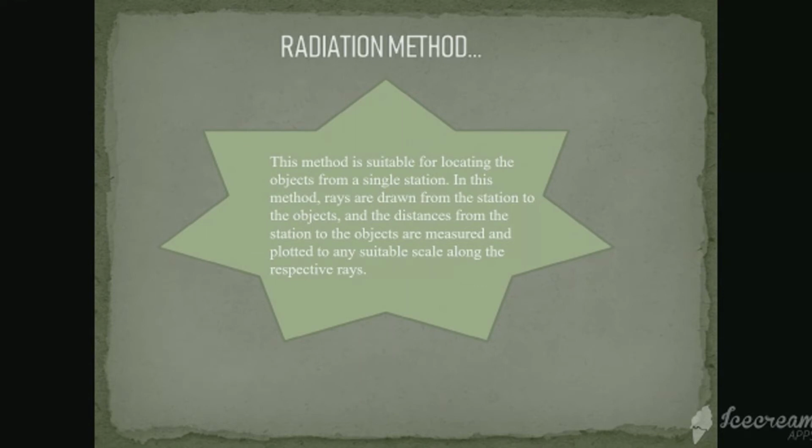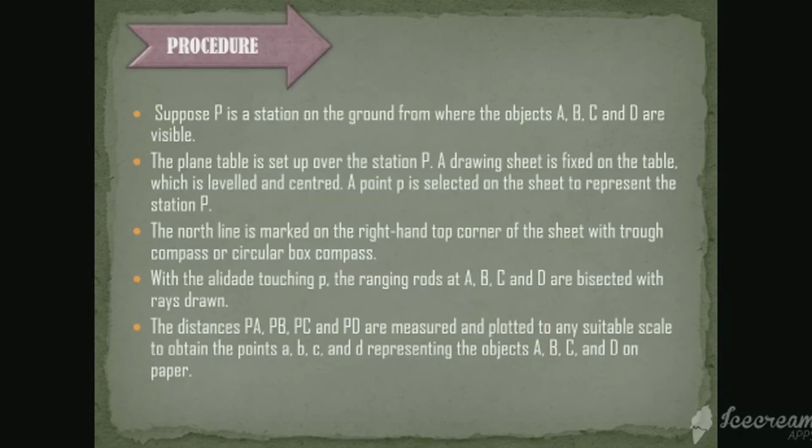This method is suitable for locating the objects from a single station. In this method, rays are drawn from the station to the objects and the distances from the station to the objects are measured and plotted to any suitable scale along the respective rays. And this is the procedure of radiation method.